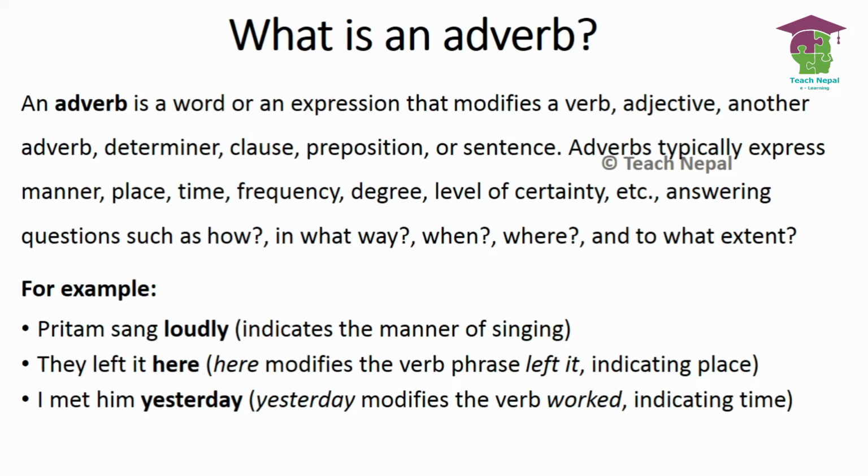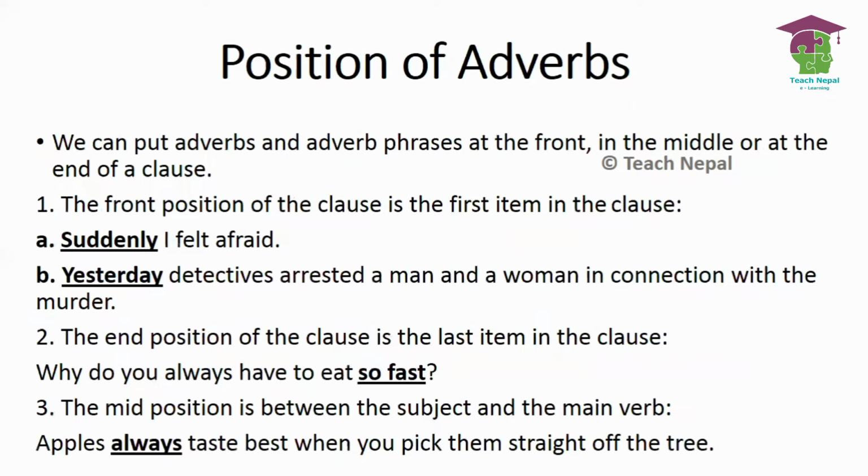You can see that in the example, Pritam sang loudly. That indicates the manner of singing. So this word loudly in bold form is an adverb. They left it here. So here modifies the verb phrase left it, so it indicates the place. I met him yesterday. So yesterday modifies the verb met, indicating time, right, when. In this way, adverbs are used to talk about different things like frequency and manner.